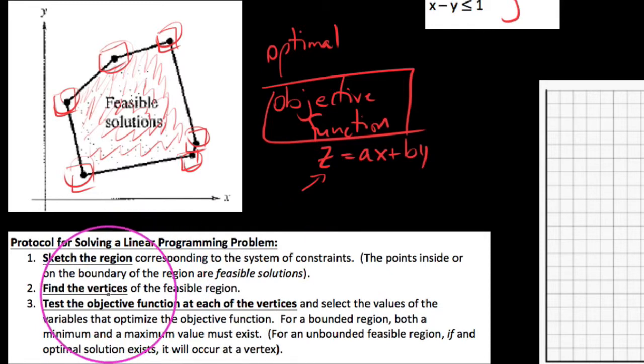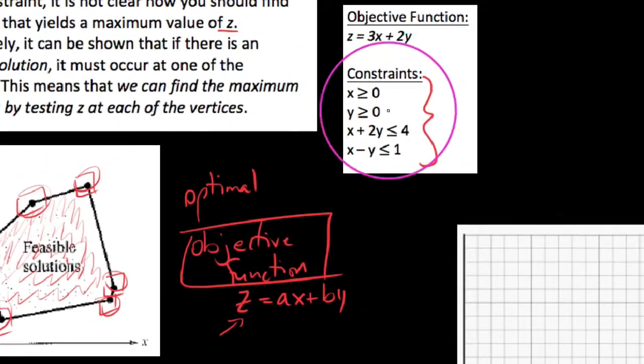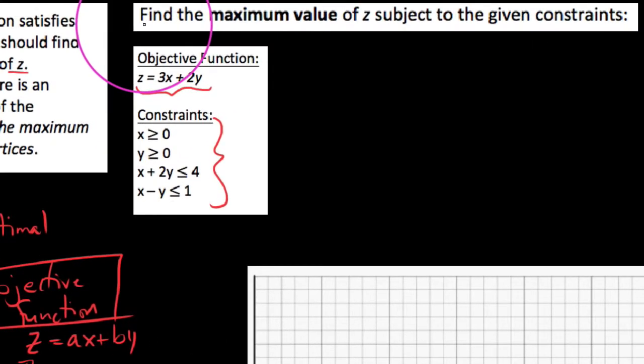The next thing we'll do is find the vertices of this region. Of course, we said a max or a min must occur at a vertex. And once we find all the vertices, it's really simple: we'll test the objective function at each of the vertices. You'll also notice up here I've got this objective function. In this case, we'll work through this first example here.